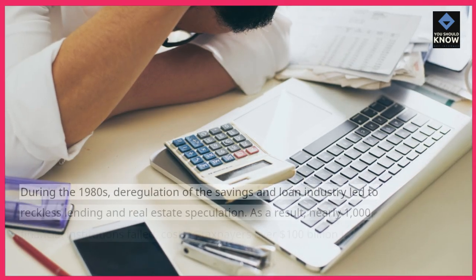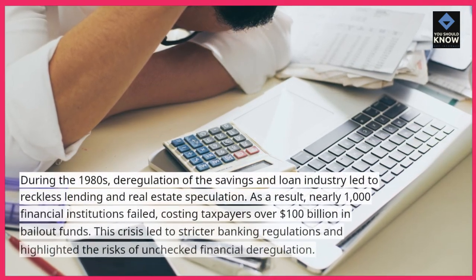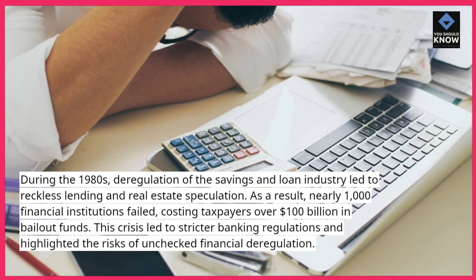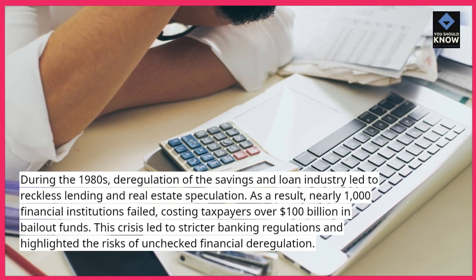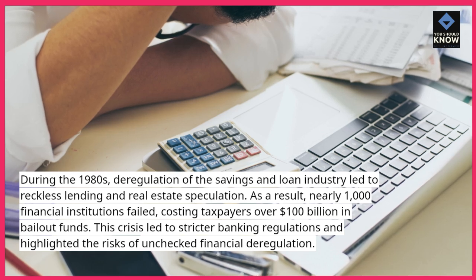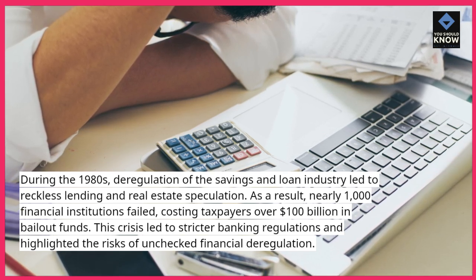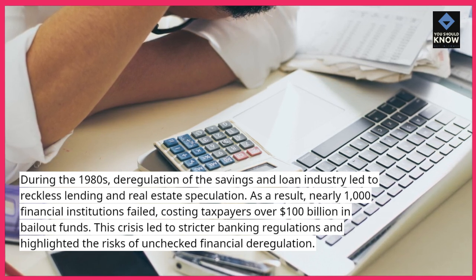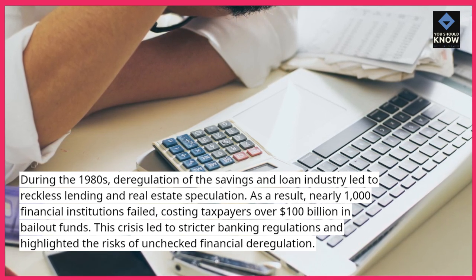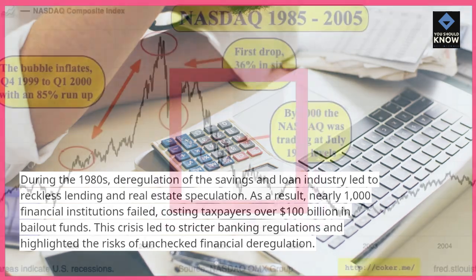6. The savings and loan crisis of the 1980s. During the 1980s, deregulation of the savings and loan industry led to reckless lending and real estate speculation. As a result, nearly 1,000 financial institutions failed, costing taxpayers over $100 billion in bailout funds. This crisis led to stricter banking regulations and highlighted the risks of unchecked financial deregulation.